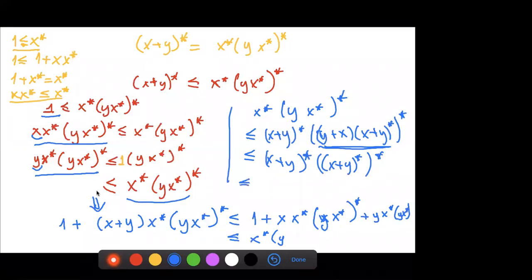And now again, using the unfolding axiom, you have x plus y star star, and then there's another exercise that says that star star is the same as star. So then you're done. Okay.